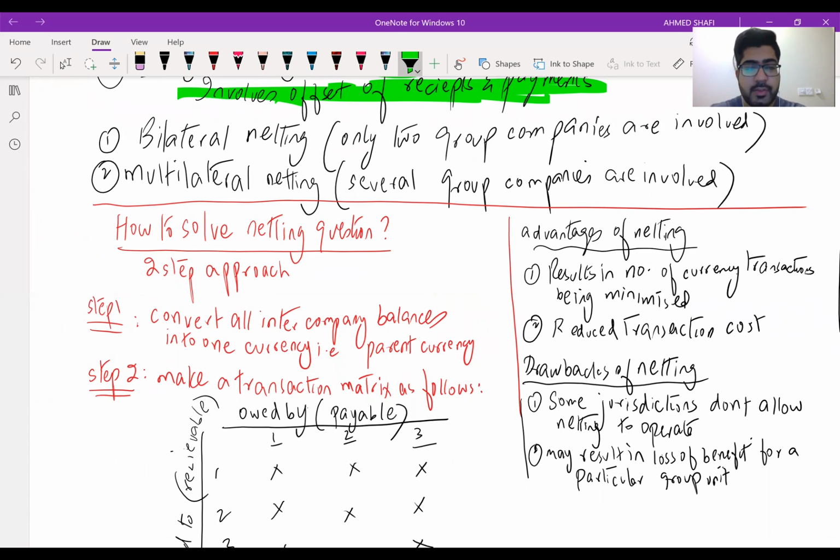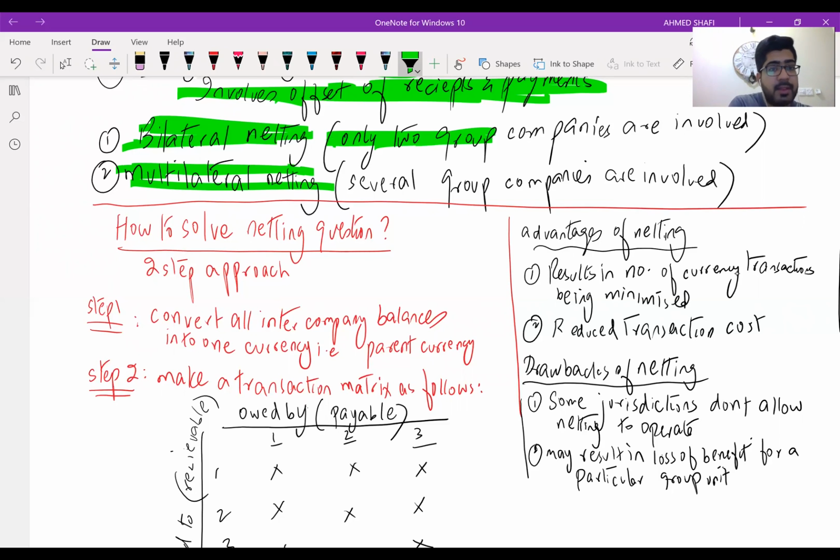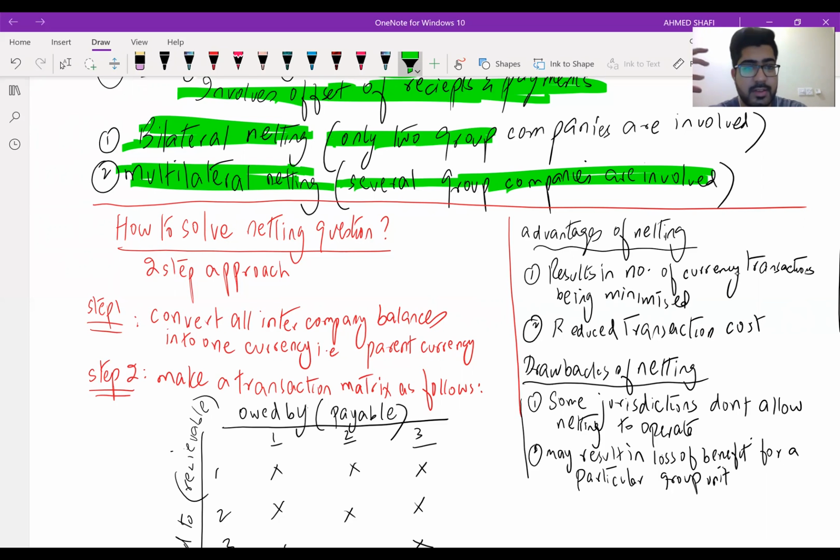Now, there are two types of netting. The first is called bilateral netting. In bilateral netting, there are only two group companies involved; only two companies are offsetting their transactions. The next one is multilateral netting. Multilateral netting is where several group companies are involved; there are several companies which are offsetting transactions. So in bilateral netting, only two group companies are involved, whereas in multilateral netting, several companies are involved.